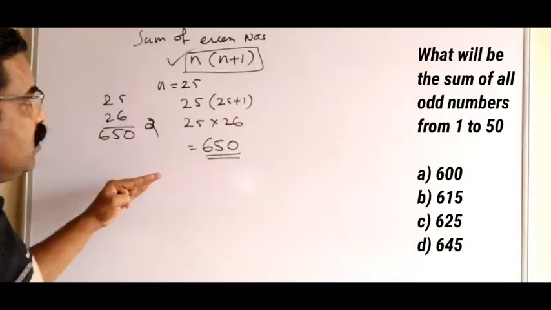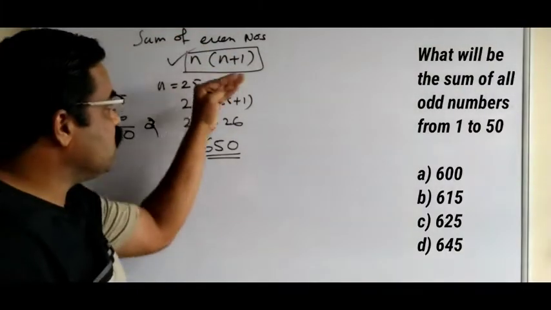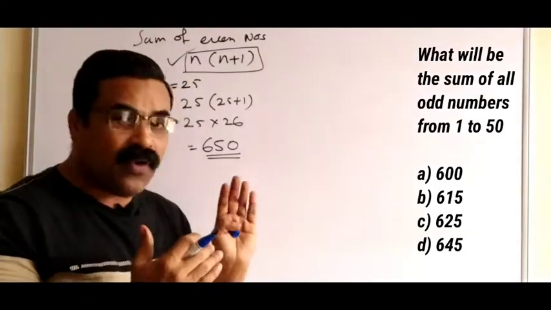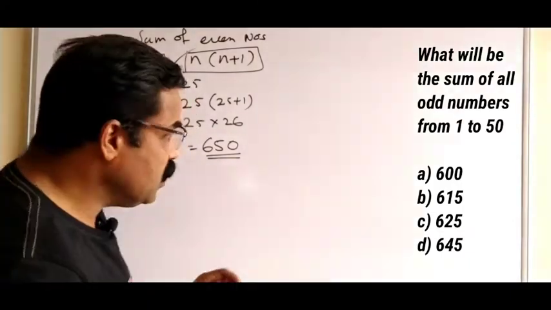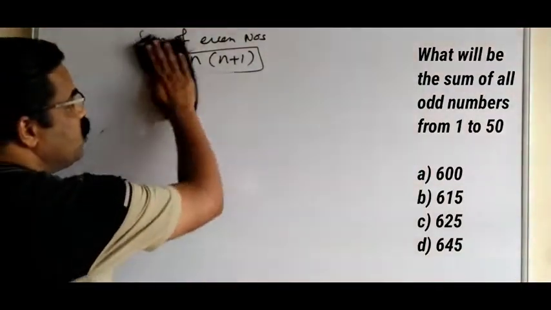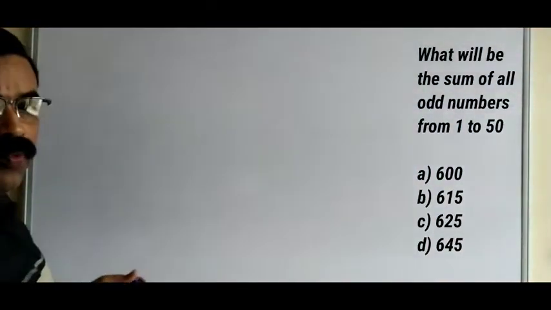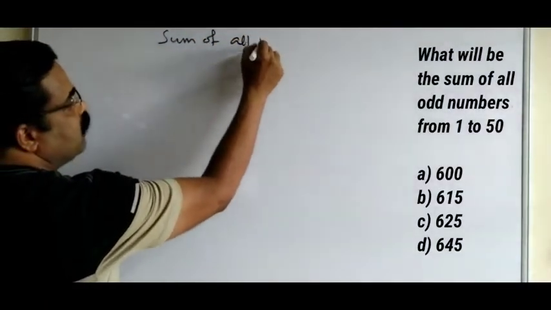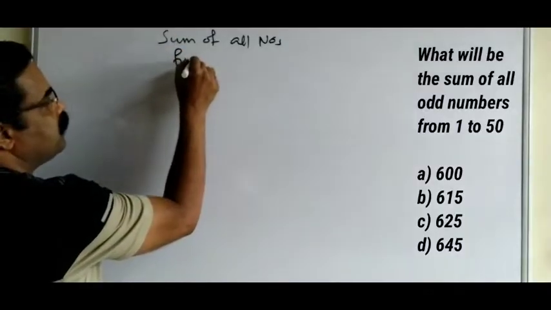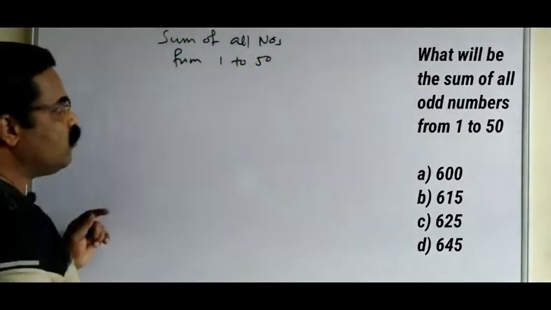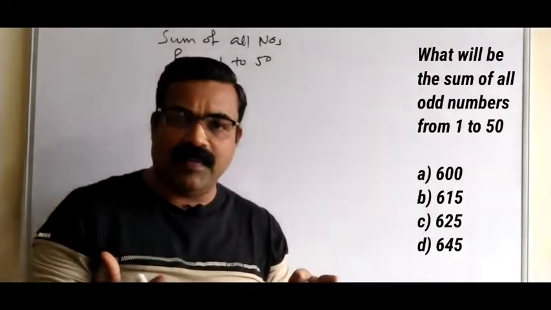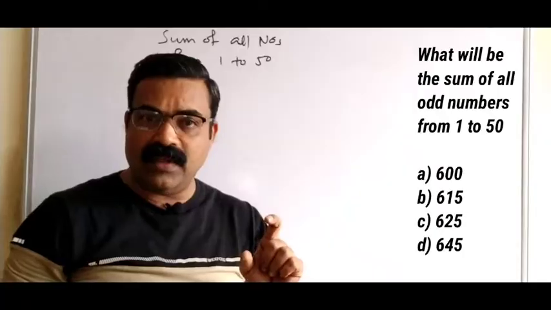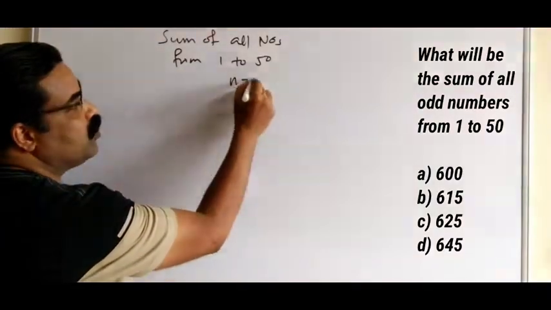So now what was the third? We have seen what is the sum of odd numbers. We have seen what is the sum of even numbers. Now we need to find out the sum of all numbers from 1 to 50. So what is the formula? So sum of all numbers from 1 to 50. So here from 1 to 50, how many numbers will be there? 50 numbers will be there. Let us take that n is equal to 50.